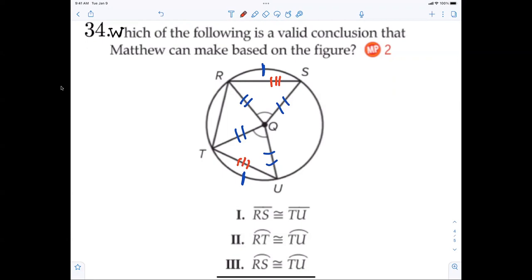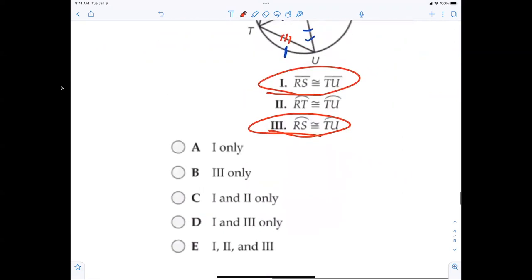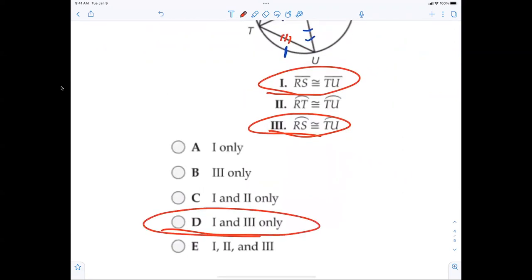Does it look like RT is congruent? Yeah. Kind of looks like they're all congruent, correct? But can we say for certain that they're all congruent? No. So which one of those facts are true? 1 and what? Is that right? 1 and 3? Yeah. All right. I kind of feel good about that.